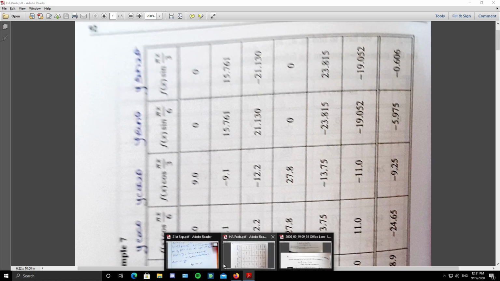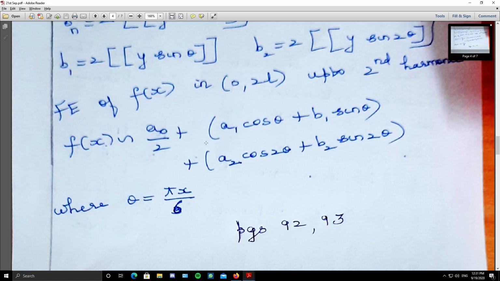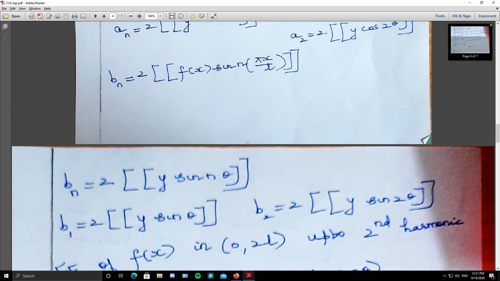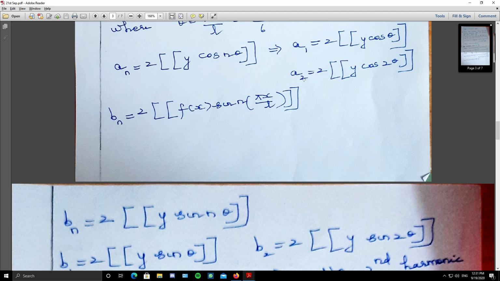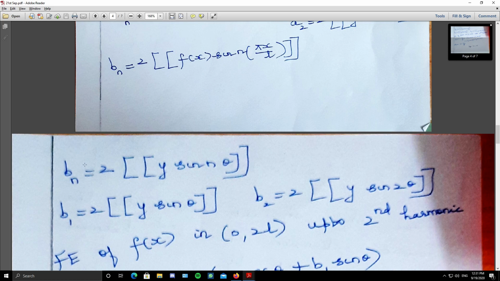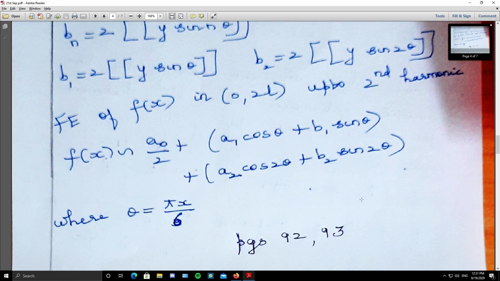I repeat, you have to find up to the second harmonic, so you need a column for a naught, and you need a1, b1, a2, b2. What is a1? 2 times the mean of y cos theta. What is a2? 2 times the mean of y cos 2 theta. What is b1? 2 times the mean of y sin theta. What is b2? 2 times the mean of y sin 2 theta.